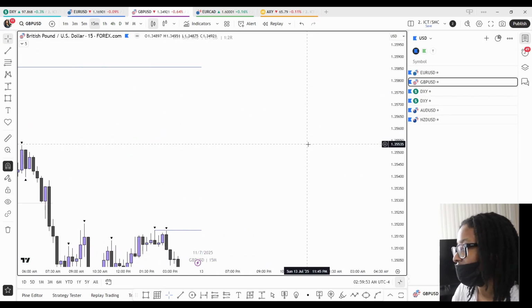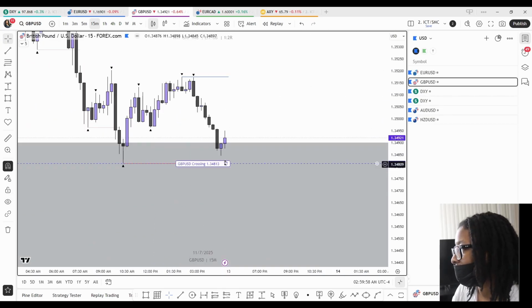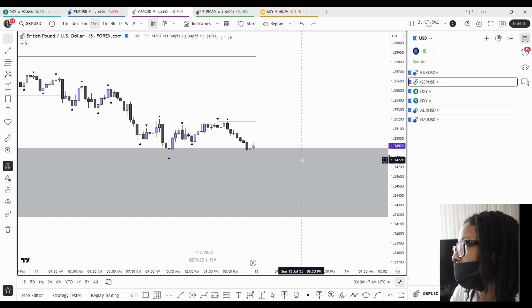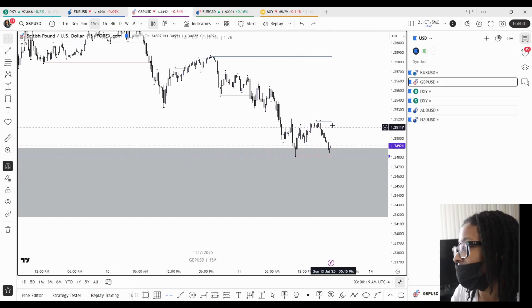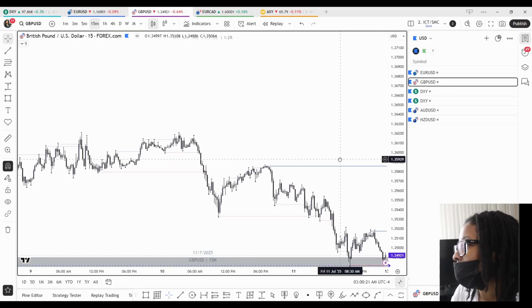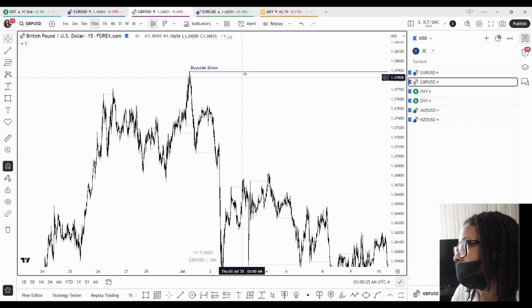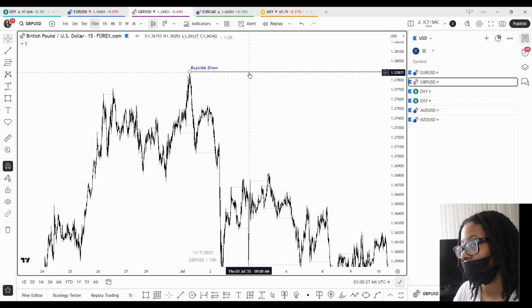This is what I'm looking for. See this line right here? I want price to come and take this out, and then whatever it takes out, we're gonna use that as our order block, and then go up. Go up to this high or this high, or we can go, well, that's too high. This is our external draw right here.